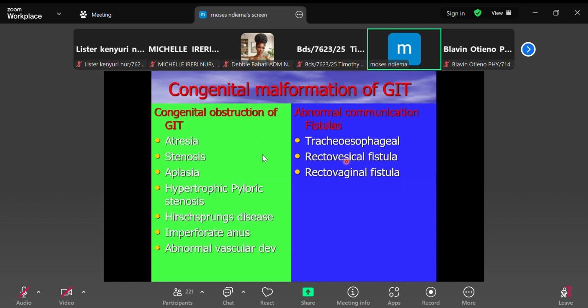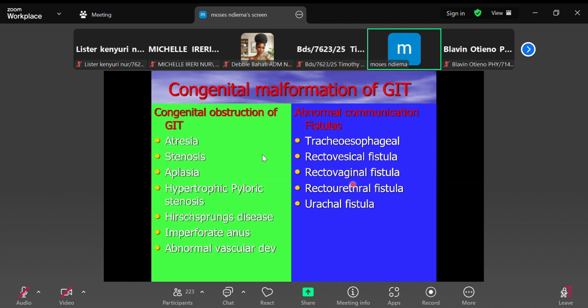Rectovaginal fistula, between the rectum and the vagina, is because of failure again of the urorectal septum to develop. Or rectourethral fistula, because all these structures, the bladder, the vagina, the urethra, the urogenital sinus, the definitive urogenital sinus, are separated by the urorectal septum.